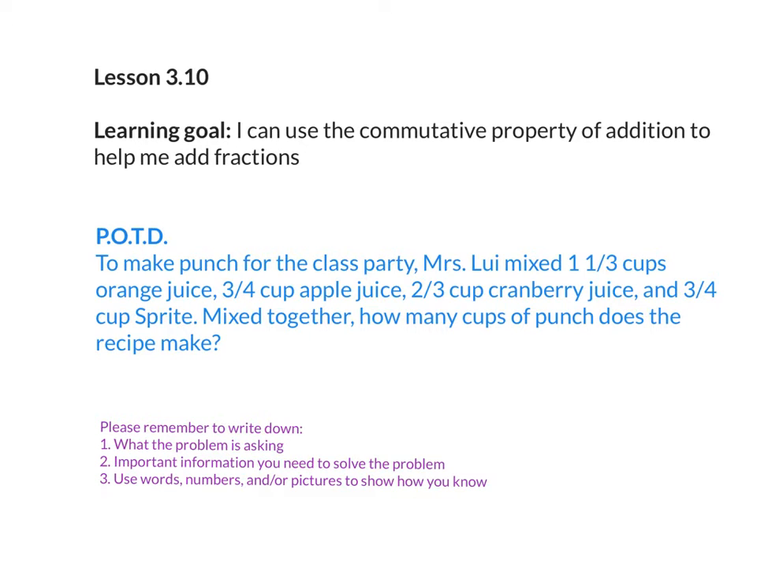Now, the commutative property of addition, it has that word commute. When you think of commuting, you can think of going from one place to another. Do your parents often talk about like, oh, my commute was really long today to work? Have you guys ever heard that? A commute means traveling from one place to another. So the commutative property of addition, you can remember, means traveling or moving the numbers around when you're adding. That's why it's of addition. Does that make sense? Good.